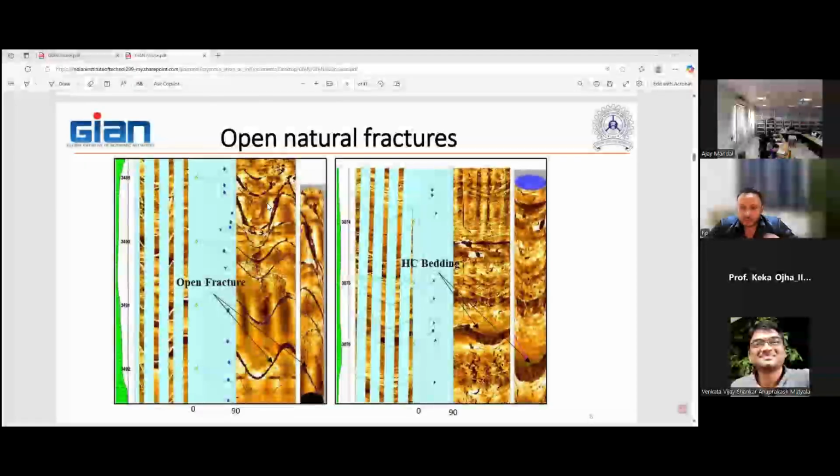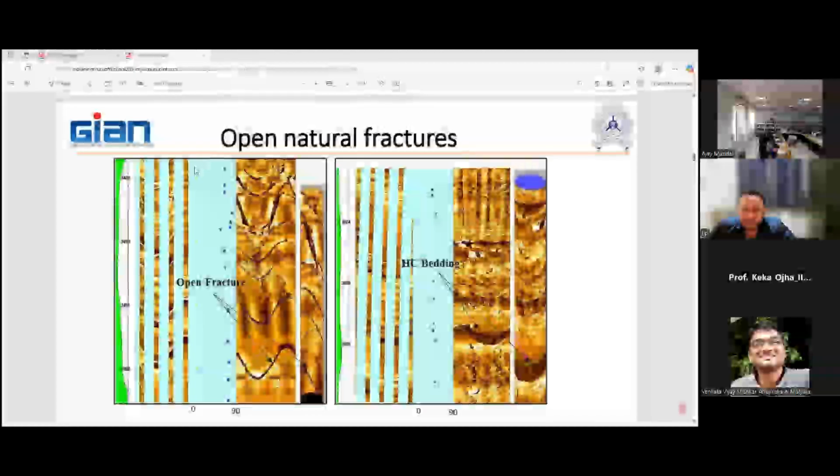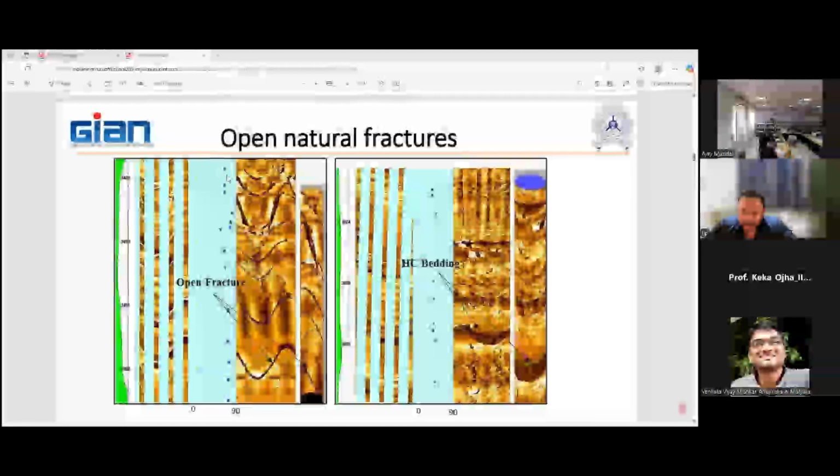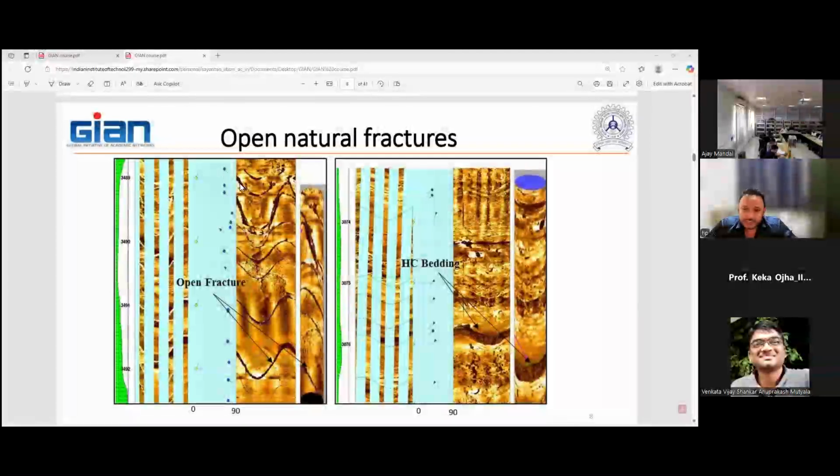If you want to understand the direction of these fractures, you can look at this representation. These are called tadpole plots. If you look at these tadpole plots, the tails of those tadpoles indicate the direction of the dip of those fractures, in what direction they are dipping. In this case, all of these natural fractures are dipping in what direction do you think?